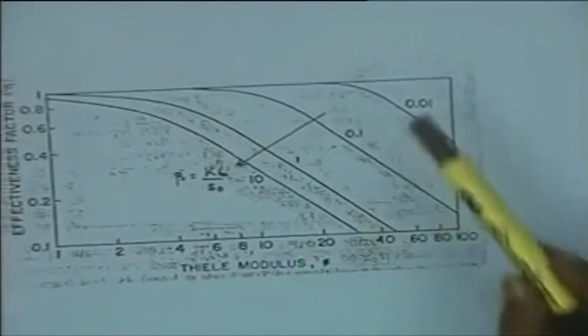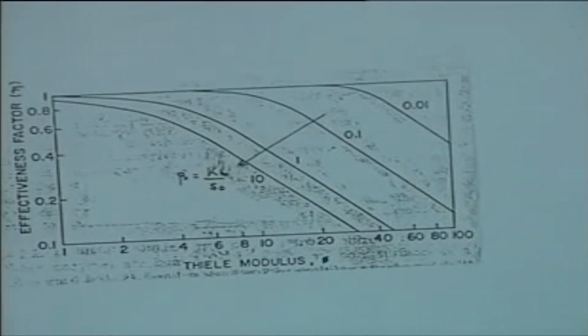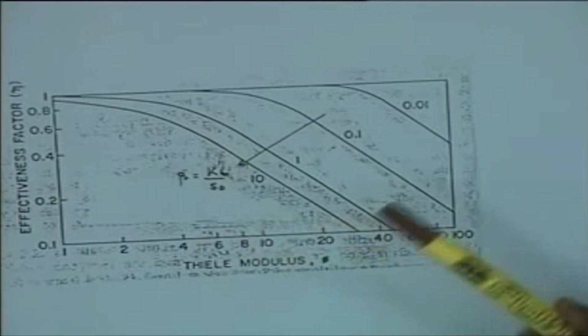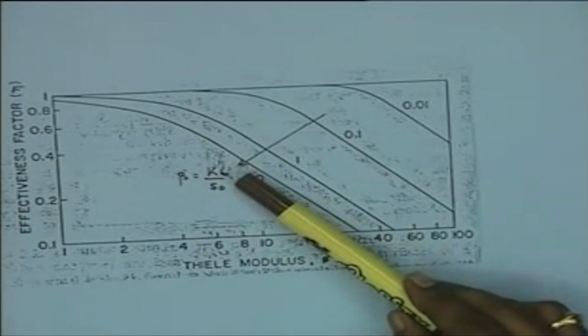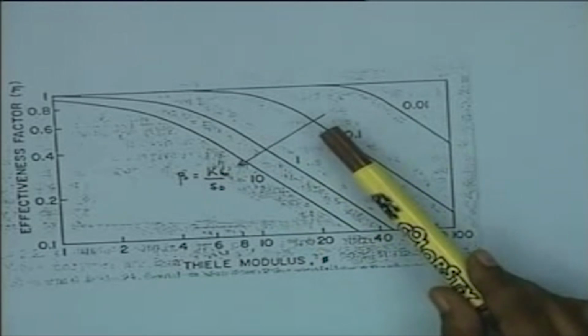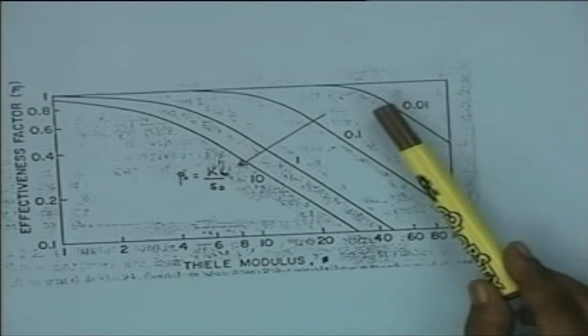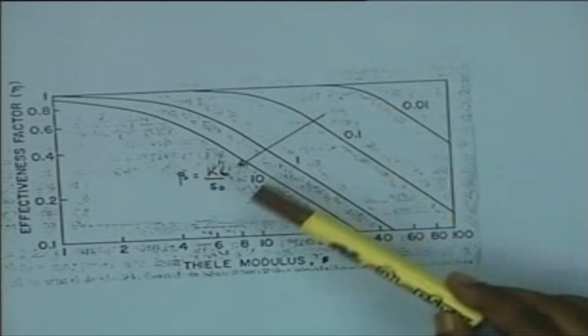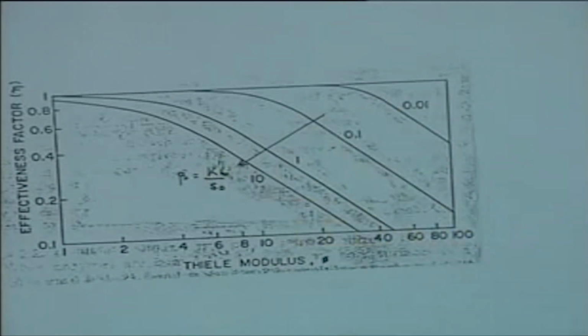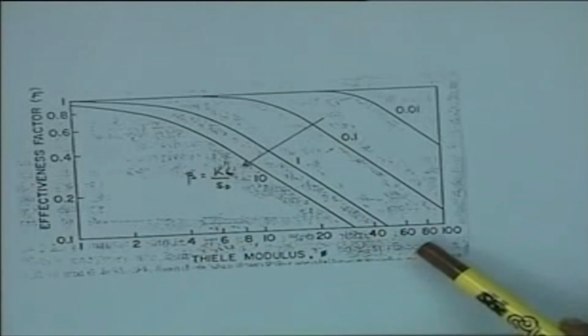In this case also, as the Thiele modulus or the beta value increases, that means the reaction shifts from 0 order to first order. The beta value increasing means going from 0 order to first order, and in that case the effectiveness factor decreases, and the same effect of the Thiele modulus is obtained in either direction.